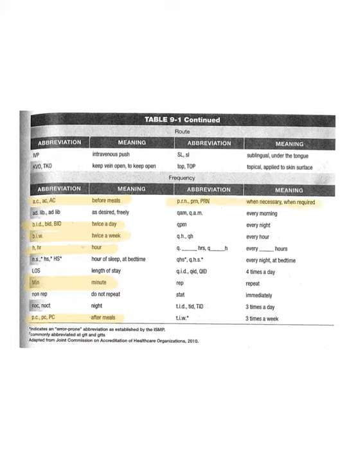PRN means when necessary or when required. Oftentimes it will say something like PRN for pain. So meaning as necessary with pain. You know, as the patient is experiencing pain, can be given when necessary.